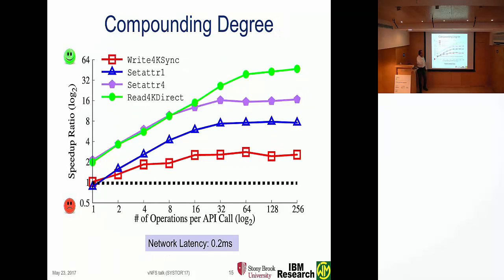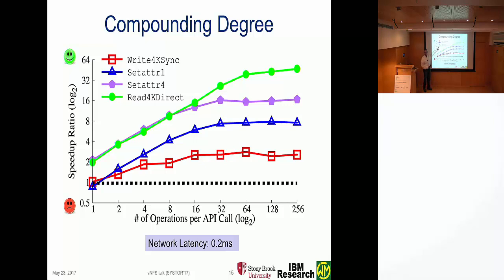Next, I want to show you the impact of what's called compounding degree. The question is, how much can I pack into a compound, and what's the impact as the number of messages within a single compound grows? So again, we have speedup ratio, log, against the baseline. This is 1. And the number of operations that we put in a single compound is also log, starting from 1 in powers of 2 all the way to 256.